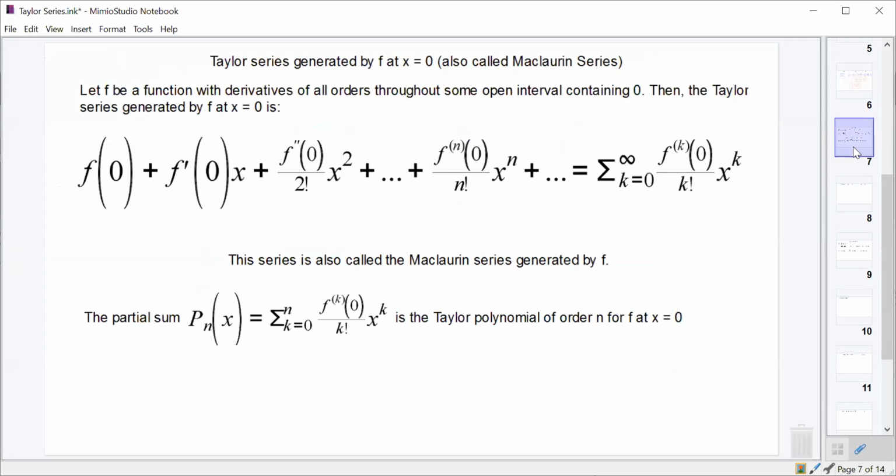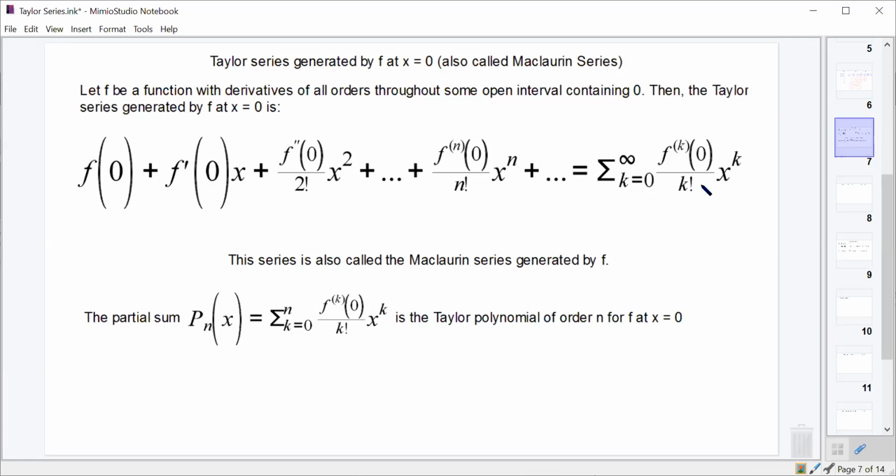All right. So last little thing is that we call a Taylor series that has been generated at x equals 0 a Maclaurin series.